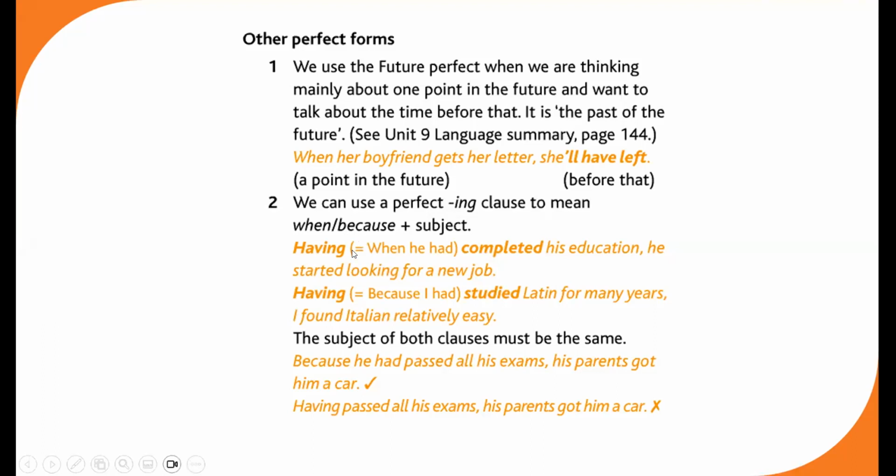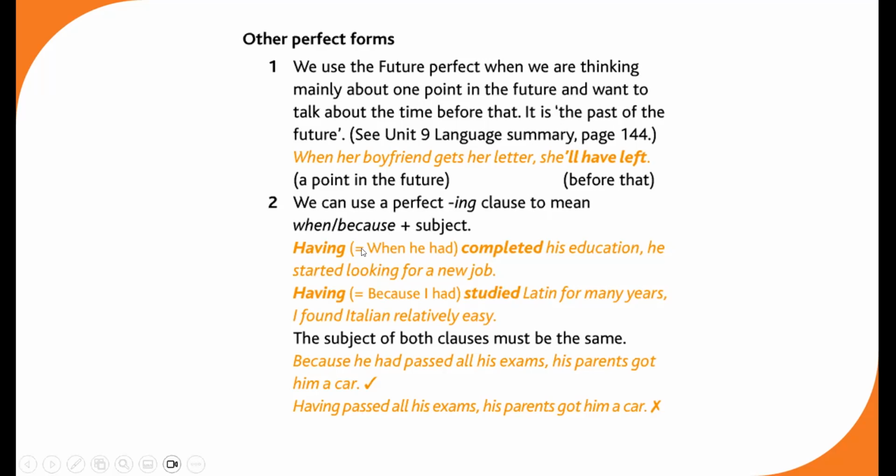Let's take a look. So we have a sentence. When he had completed his education, he started looking for a new job. Okay? La oración originalmente sería cuando él había completado su educación, él empezó a buscar por un trabajo. Okay? We can use the verb have, in this case, having the perfect ing to mean when plus the subject.